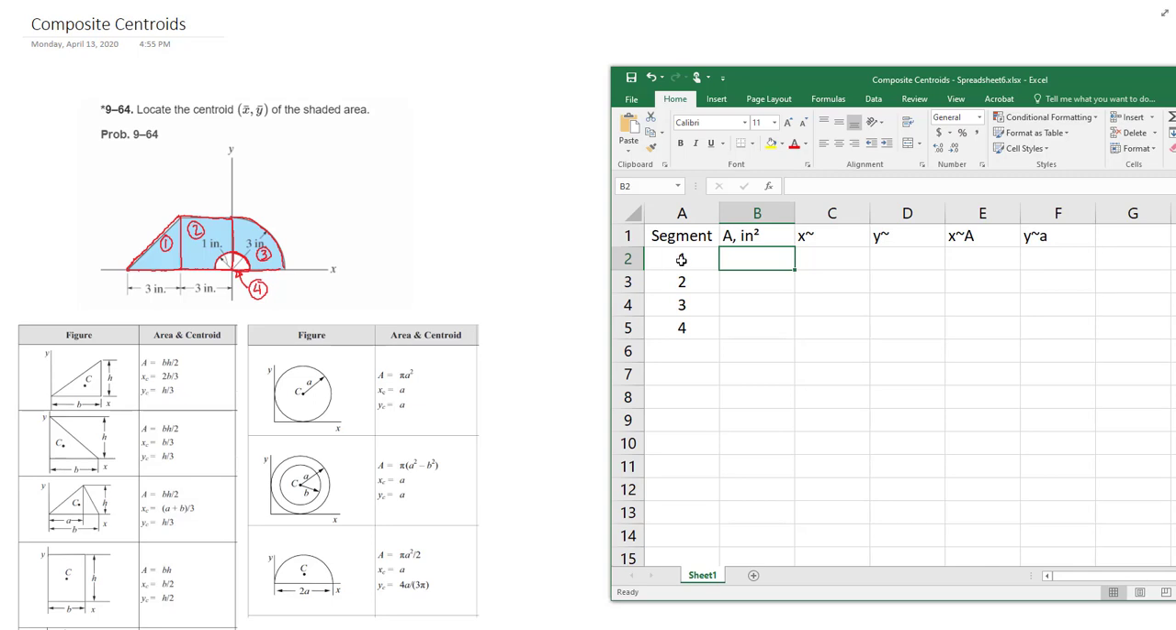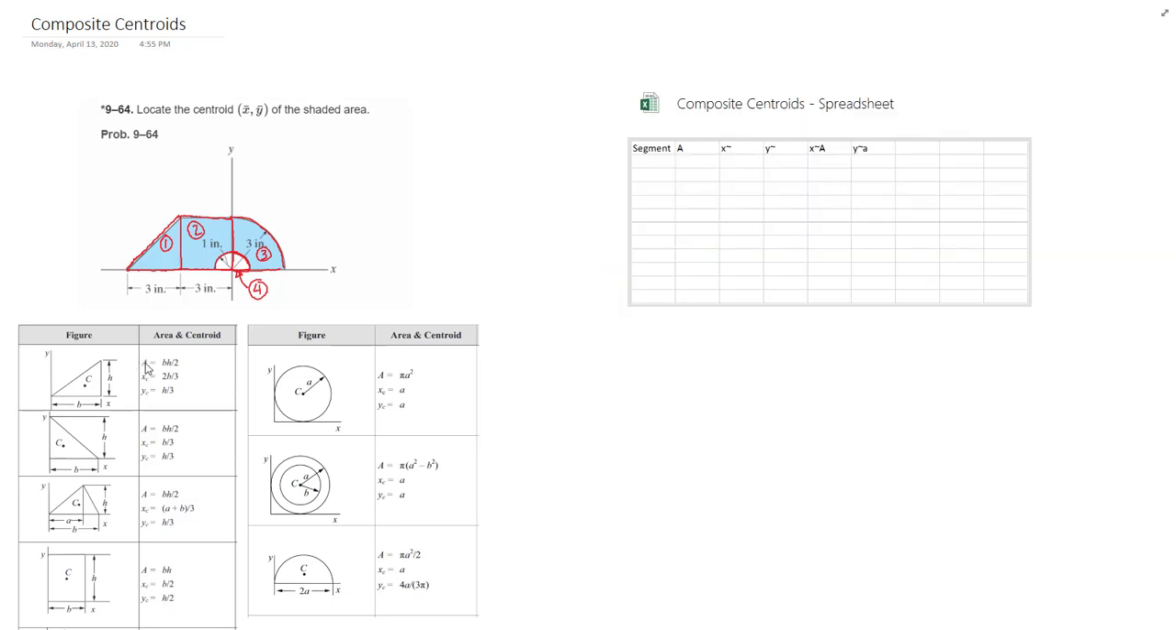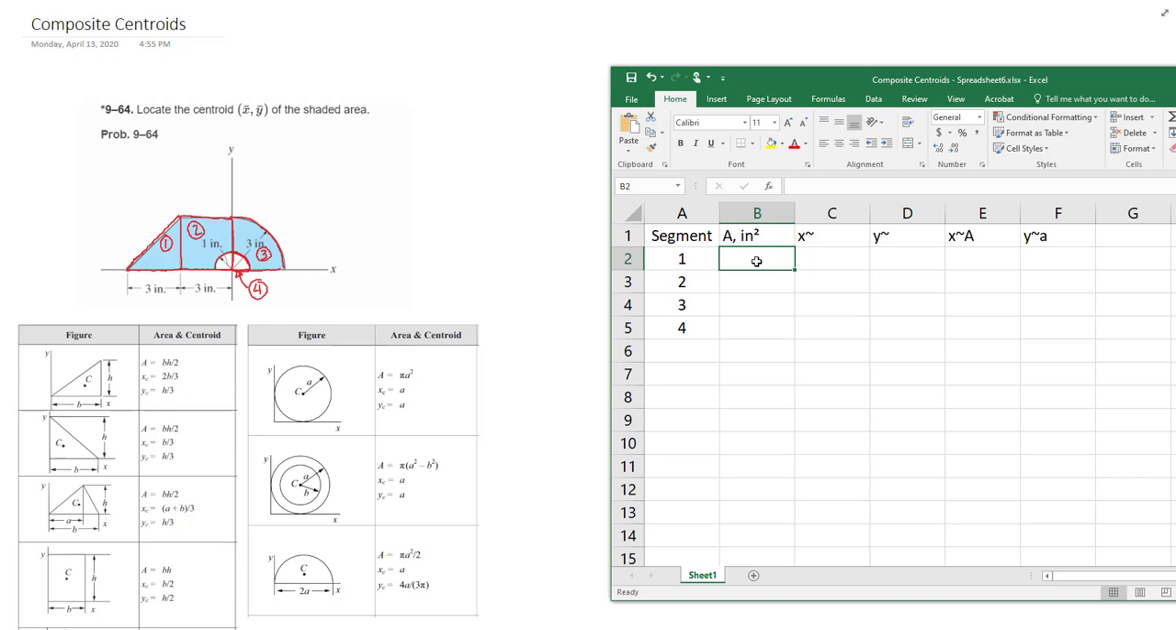So the area for that triangle shape is going to be, here's my equation, area is base times height over 2. So the area for the triangle is going to equal 3 times 3 divided by 2. Since we have a base of 3 and a height of 3, we divide it by 2 for the area of the triangle. There's the area for segment 1.